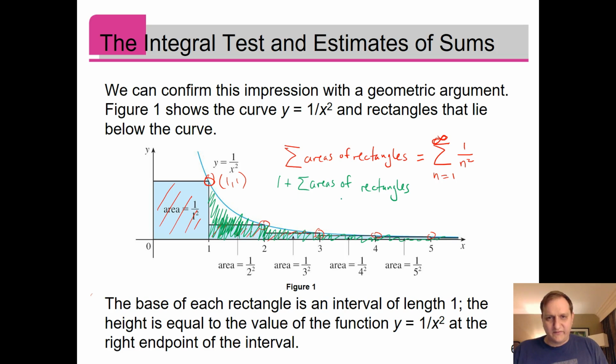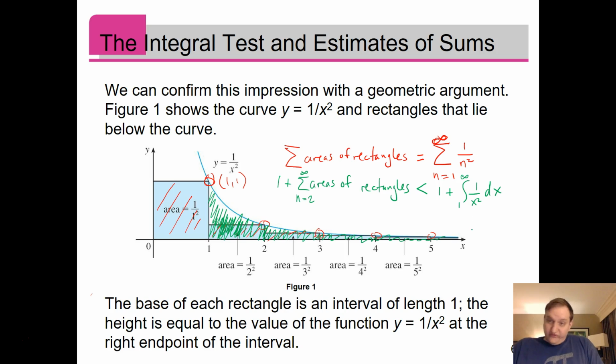1 plus the areas of the rectangles starting from n equals 2, I should say. So I should clarify there. I'm ignoring the first one. So that's going to be clearly strictly less than 1 plus the integral from 1 to infinity of 1 over x squared dx. So what I'm doing is I'm comparing the areas of the rectangles to the value of this improper integral.